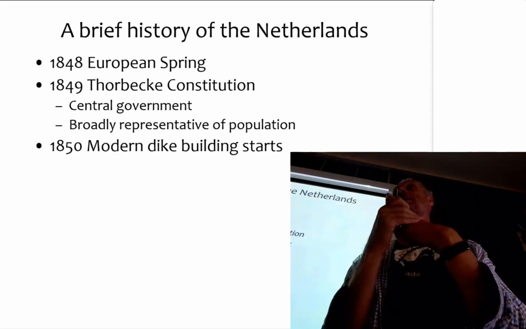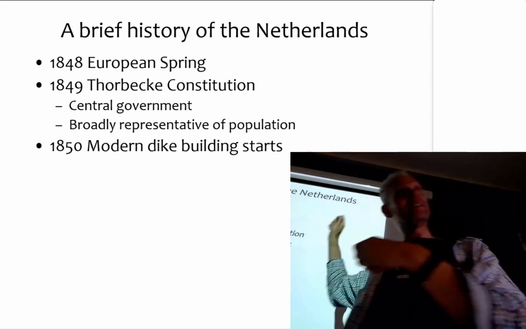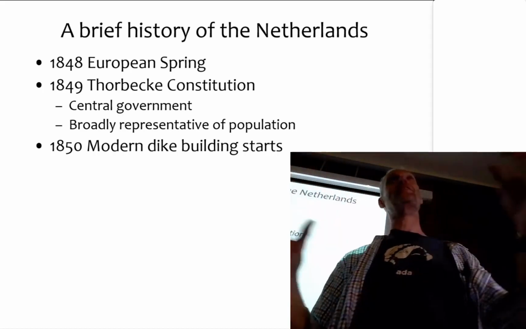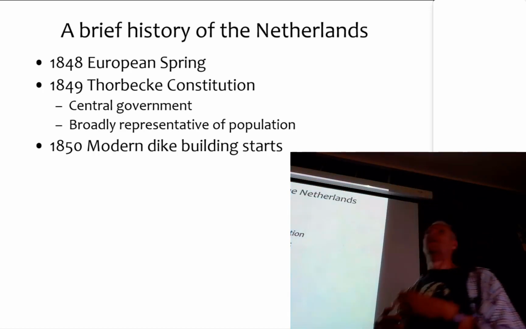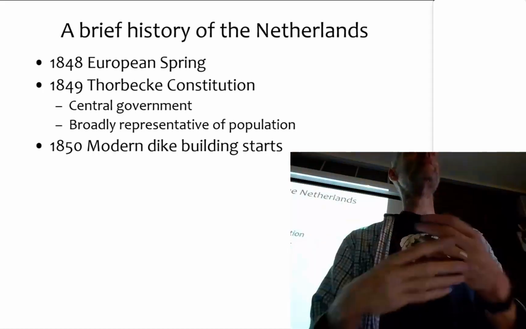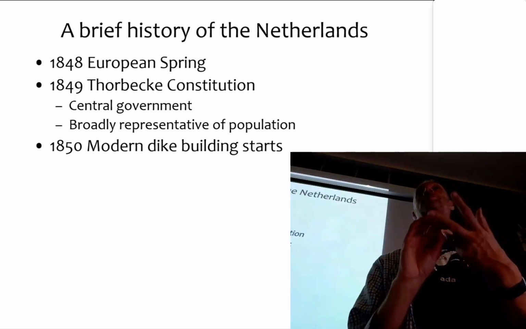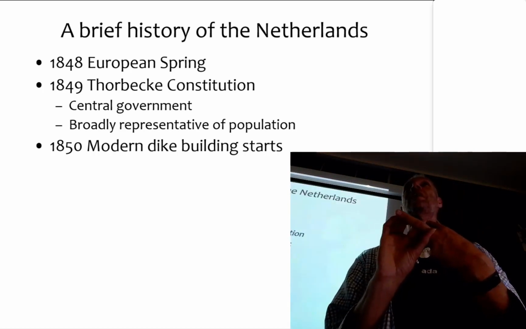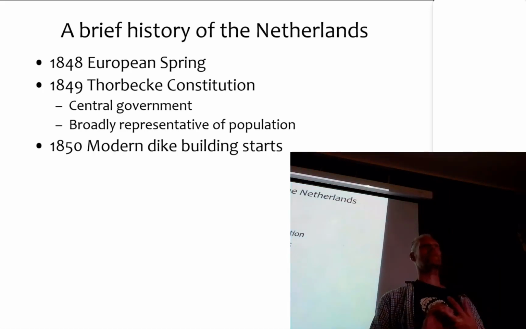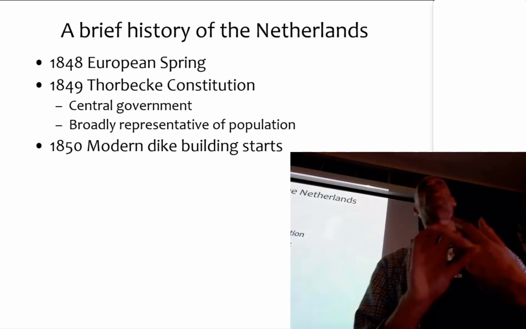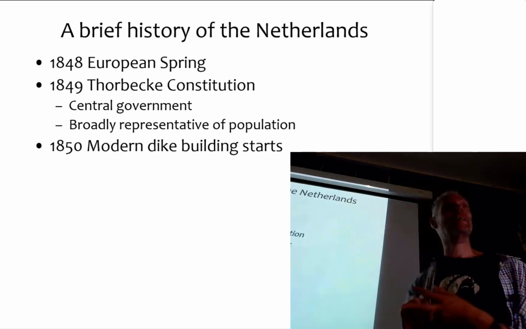One, it established a strong central government. Until that point, the Netherlands, that's why there is the S in the Netherlands, right? It was a loose federation of fairly autonomous bits. A strong central government that could do things, right? And the second thing is that this government was broadly representative of the people. Until this point, the Netherlands was ruled by what we now call oligarchs. It was ruled by and for the merchant class. Not for the people, but for the merchants, right? And that changed in 1849.